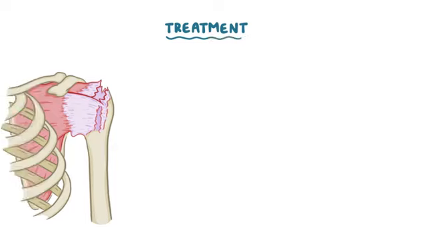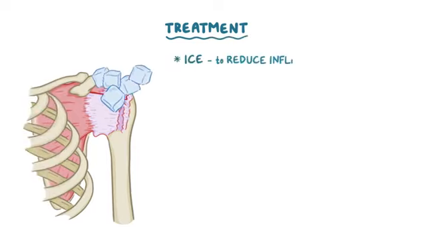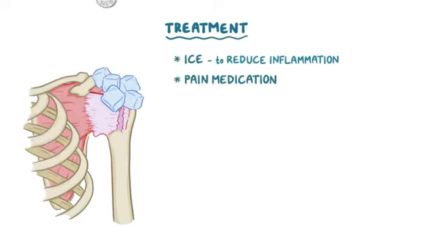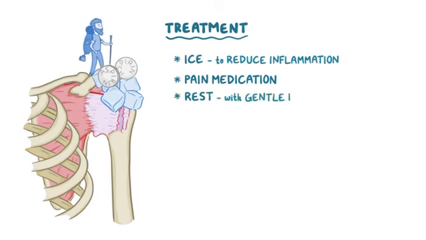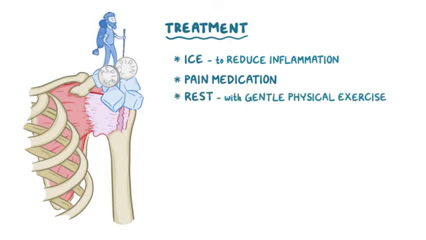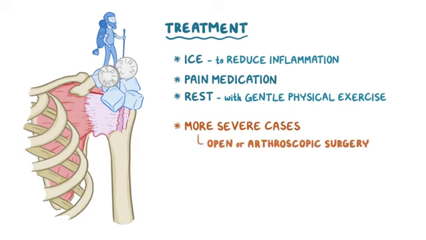The treatment of a rotator cuff tear begins with ice to reduce inflammation, pain medication, and rest, with gentle physical exercise to prevent stiffening. In more severe cases, open or arthroscopic surgery may be needed to repair the torn tendon.